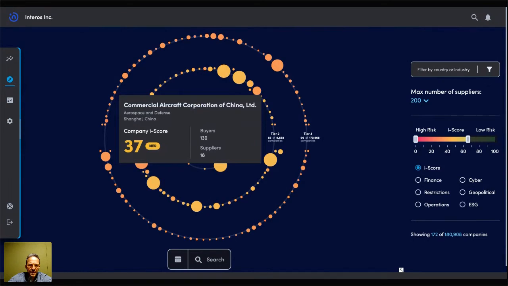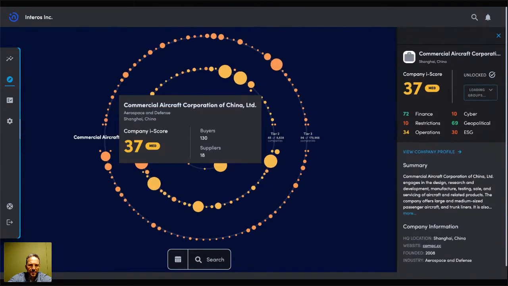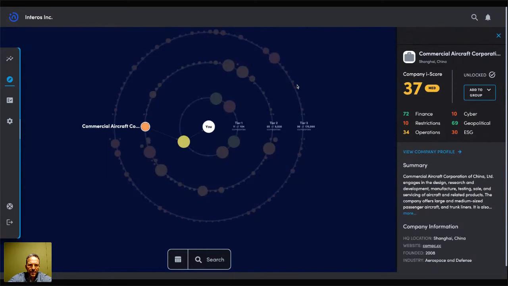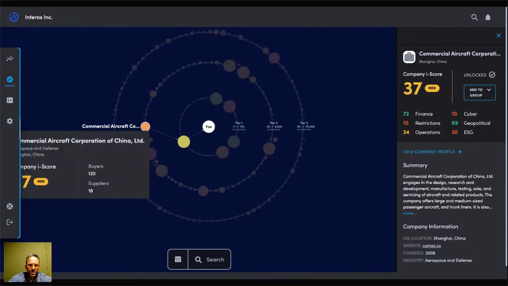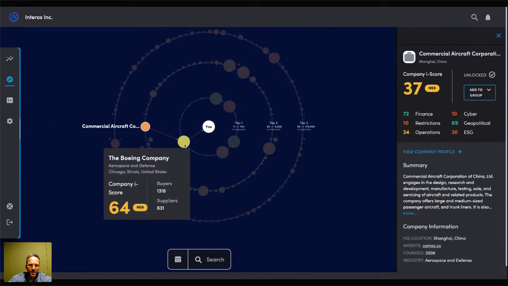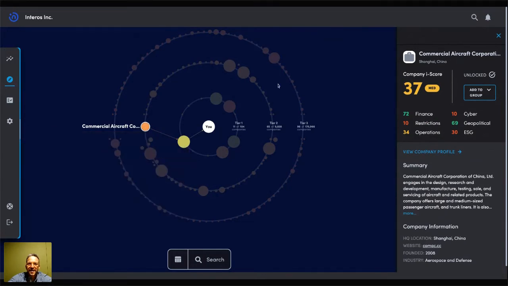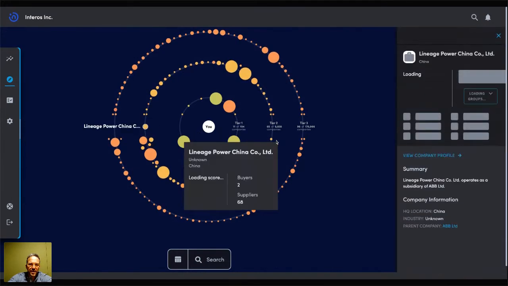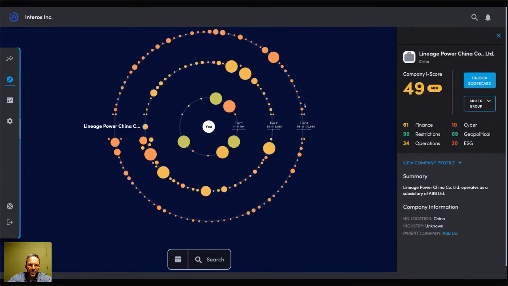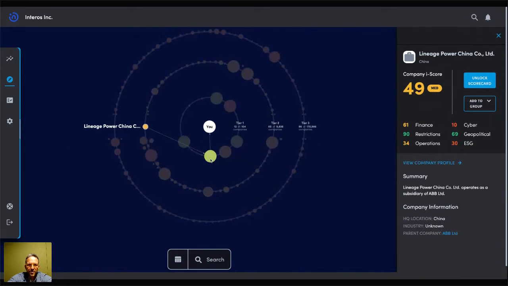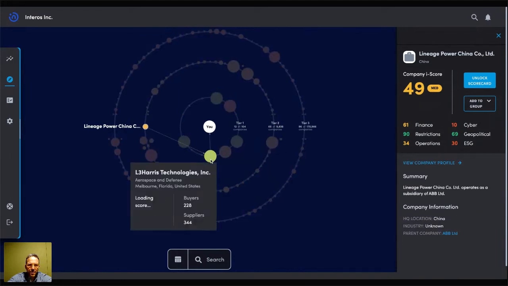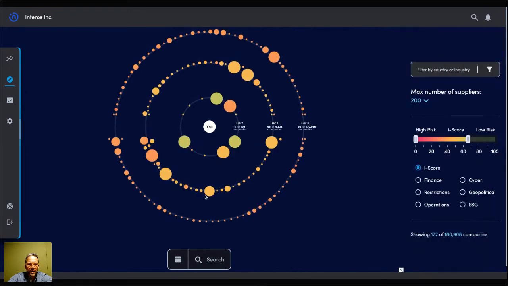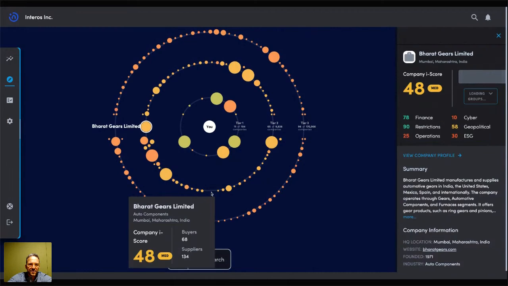So now I can see some companies in my ecosystem. I can see how many buyers they have, how many suppliers. Then I can actually click on any of them. And now, bam, I can see how this specific company, commercial aircraft, is connected to me through to Boeing, right? And I can start understanding my whole ecosystem in such a way, right? I can see how Lineage Power China connects back to me through another company, through L3 Aeries, right? So you start uncovering all these hidden mechanisms, right?